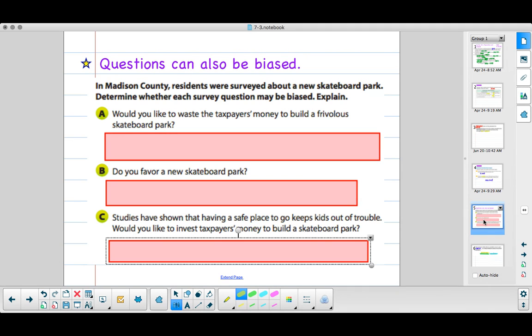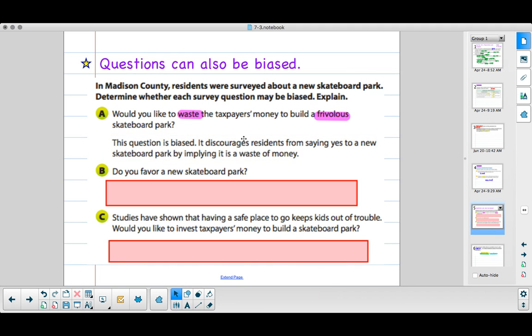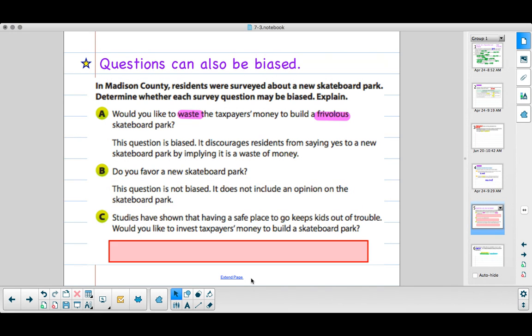For example, part A said, would you like to waste the taxpayers' money to build a frivolous skateboard park? Now, there are a few words in there that have a negative connotation. So, waste the taxpayers' money and a frivolous skateboard park make this seem like it's not a good idea. So this question is biased because it discourages residents from saying yes to a new skateboard park by implying that it's a waste of money. Do you favor a new skateboard park, for part B, is a better question. That doesn't try to sway the person one way or the other. It's just straightforward. It is not biased.